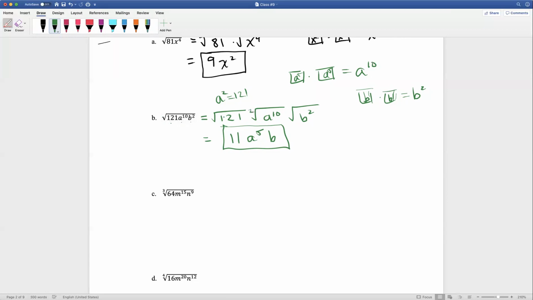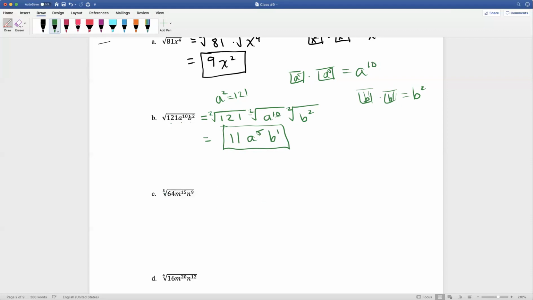So for example, I'm just going to put the 2 in here. We know there was a little hidden 2, but I'm going to put it in here so you can see what happens. Think about how you can use a 2 and a 10 to give you a 5. Think about how you can use a 2 and a 2 to give you a 1. If you can see it, the square root of a to the 10th is a to the 5th because 10 divided by 2 is 5. The square root of b squared is equal to b to the first because 2 divided by 2 is 1.